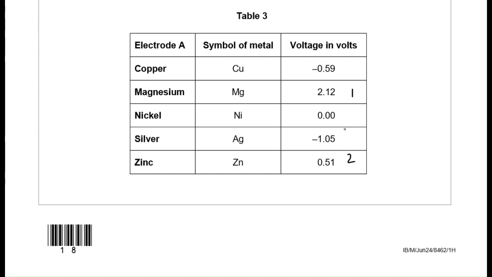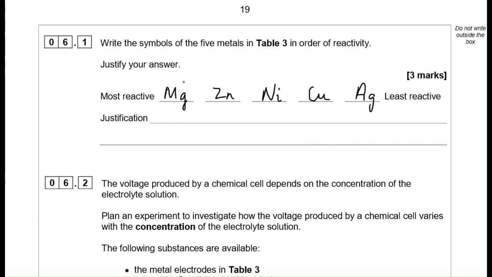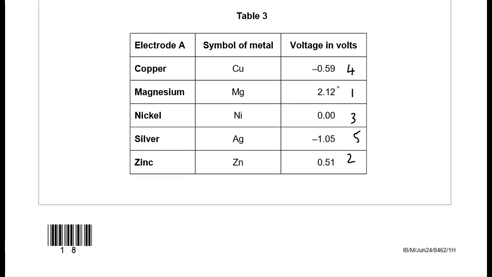So that's magnesium. The next one down then would be zinc 0.51. Third, nickel at 0. And then copper minus 0.59. Silver minus 1.05. So putting those into order, we've got them here: magnesium, zinc, nickel, copper, silver. 2 marks for that one. Now the justification, we've already alluded to this. We said that the most positive voltage, the highest possible positive voltage, is the most reactive.